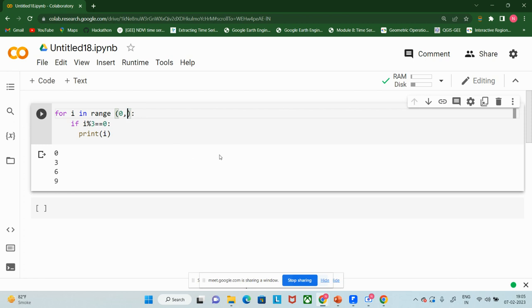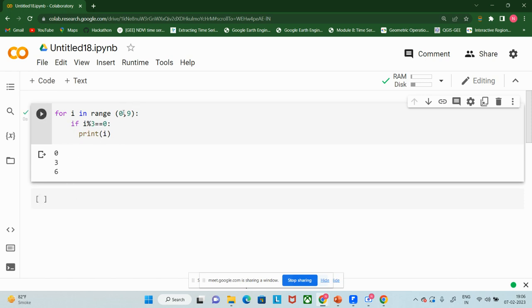If I show you, if you make it 0 and here 9, that means 9 will not be taken and only 0, 3 and 6 will get printed. You can see this because it has not considered 9.